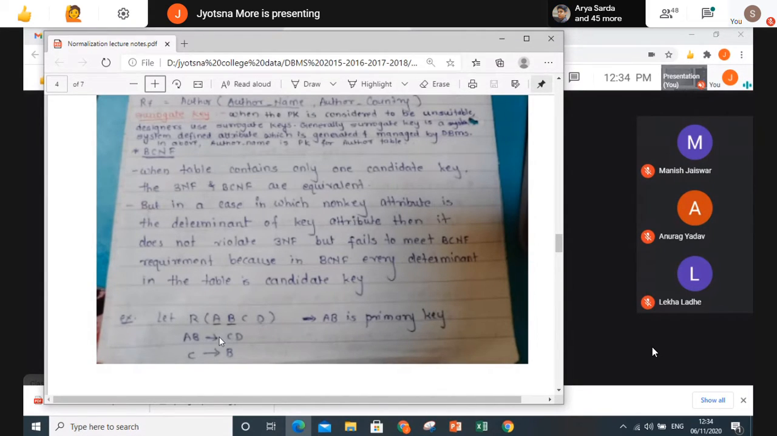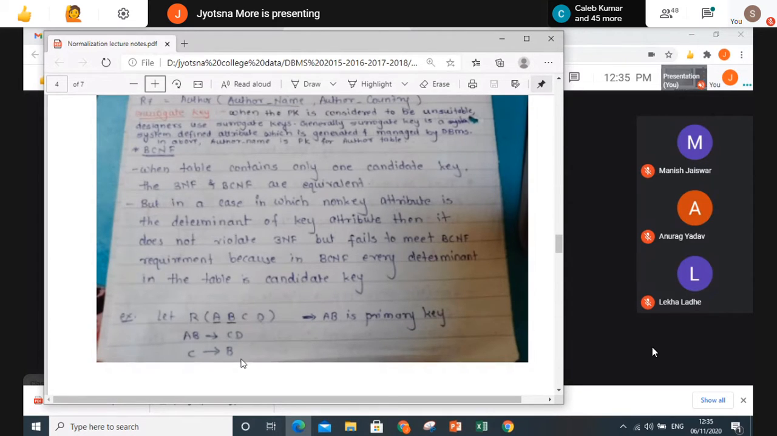Fine, my key attributes are determining non-key, no issue. C is determining B. C is my non-key attribute which is determining part of my key attribute, that is B, right? So here it is not violating my 3NF concept, but it is violating my BCNF concept. So I have to solve this further.